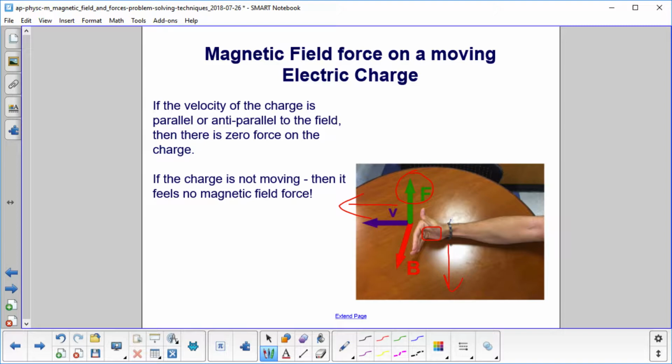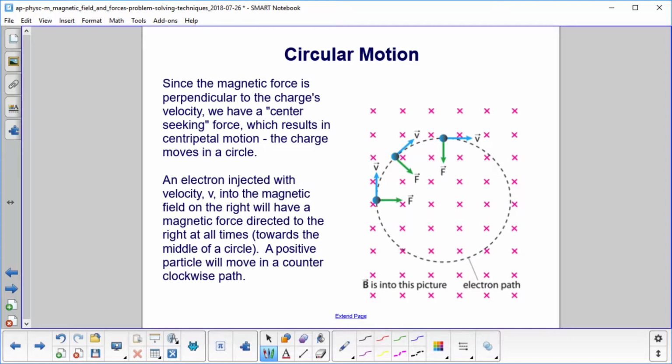If the velocity of the charge is parallel or anti-parallel to the field, right? If the B field is like this, and the charge is moving this way or this way, then there is zero force on the charge. If the charge is not moving, then there's also zero magnetic force on it. The magnetic force will always be perpendicular to the charge's velocity.